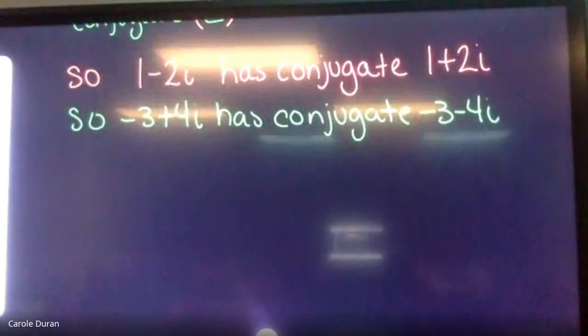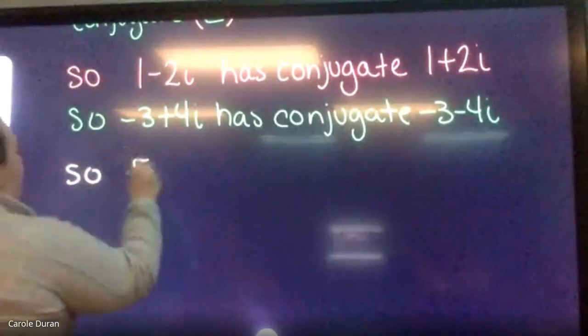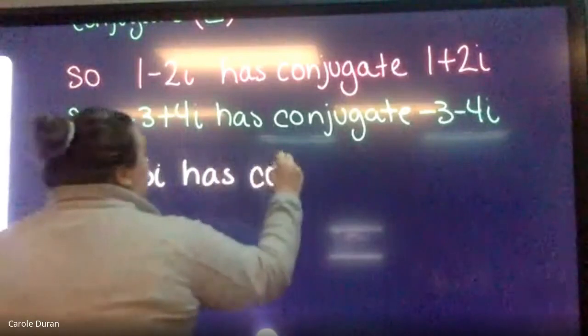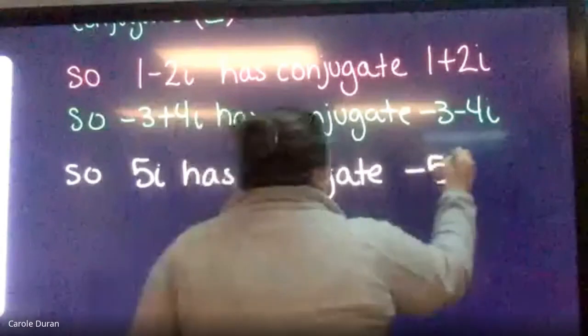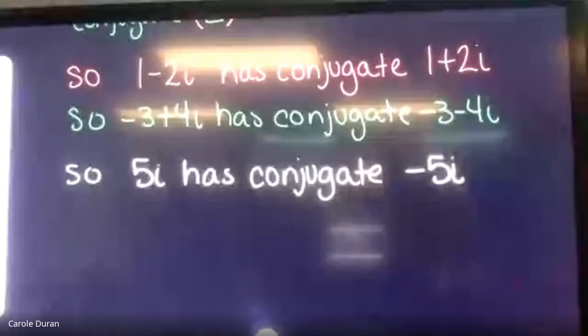Something also very cool about complex numbers is they don't necessarily have to have the real part. So I could have a complex number that is just 5i. It still has a conjugate, and the same rule still applies. So its conjugate would be -5i. It only changes the sign on the i.